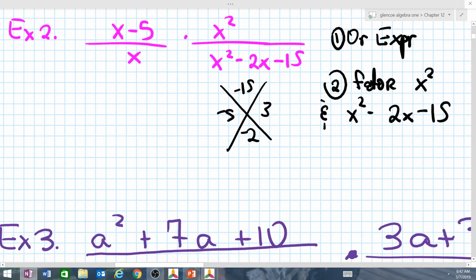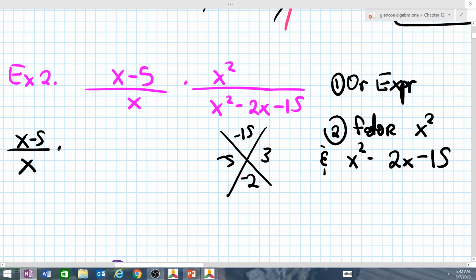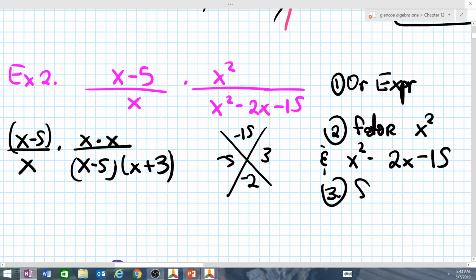x minus 5 over x times x over x minus 5 times x plus 3. And now you're allowed to just cancel away. Simplify. All right. So we have an x minus 5 cancel with an x minus 5. 1x and 1x cancel, which leaves me as my answer x over x plus 3.